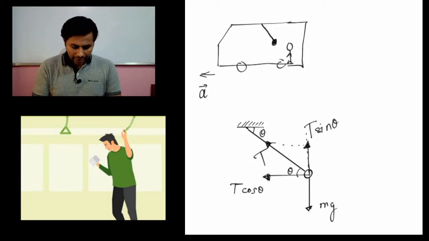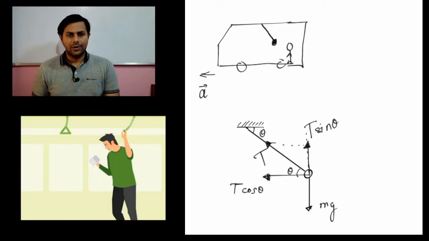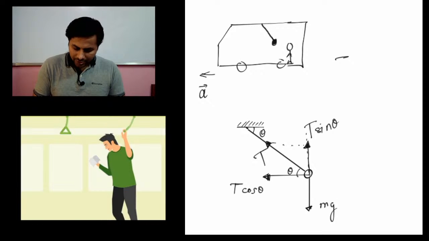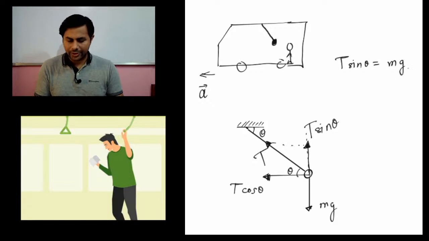For this observer who is inside the bus and watching the motion of this pendulum, he thinks that if he resolves the tension along two components, T sin theta will cancel out with mg. So T sin theta will be equal to mg. But there is another component of tension.